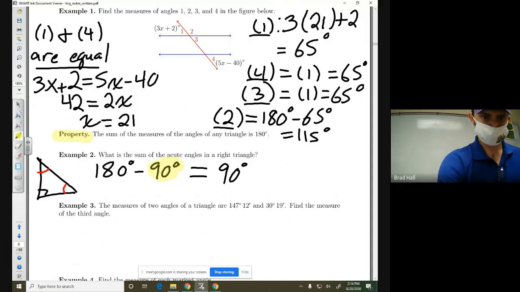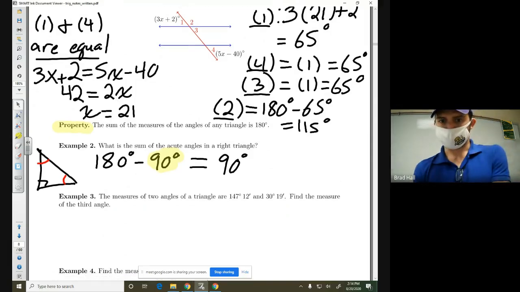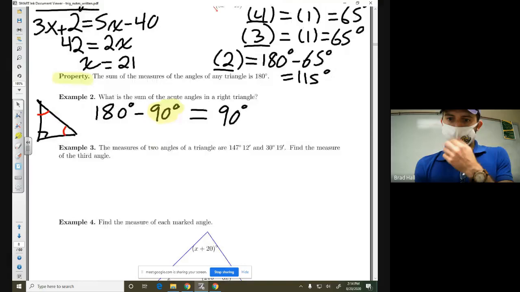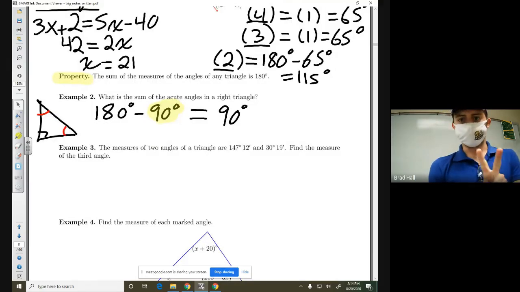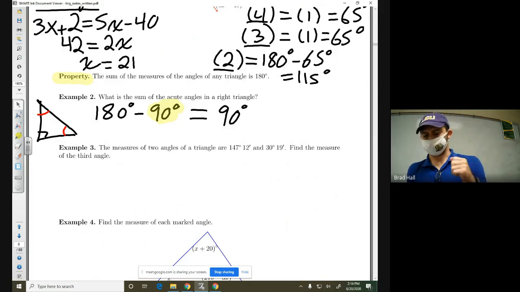Example 3 kind of applies this a little bit further. They give us 2 angle measures, and we have to figure out the third one. So exactly what I said before.